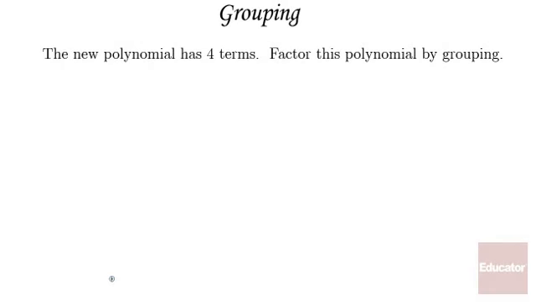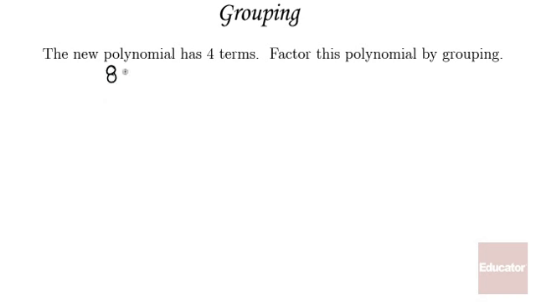Okay, now we still haven't factored it yet. All we've done is turn it into a polynomial in 4 terms. Now recall from previous lessons that when you have a polynomial with 4 terms, you can use grouping to factor. So I'm going to carry over that example from the last slide, and we're going to continue on, and we're going to factor by grouping.